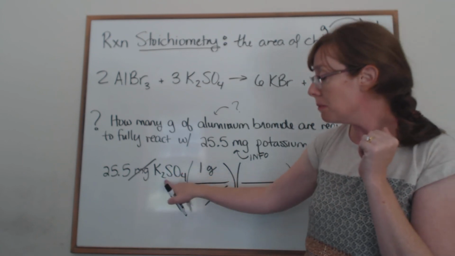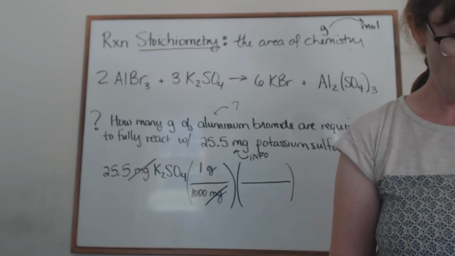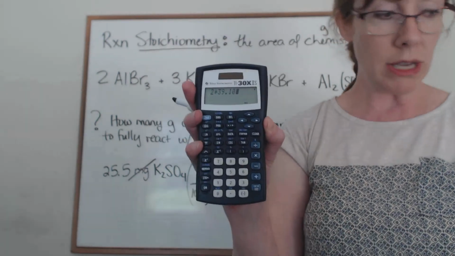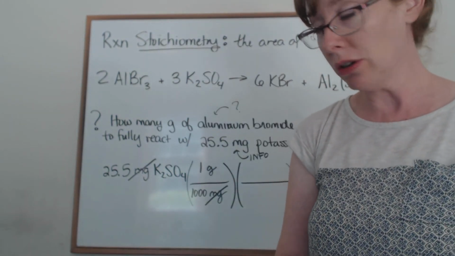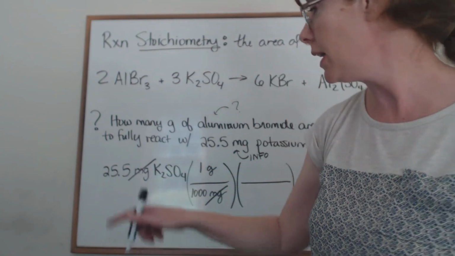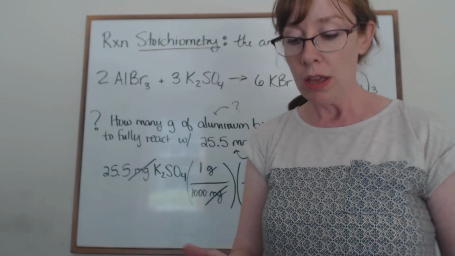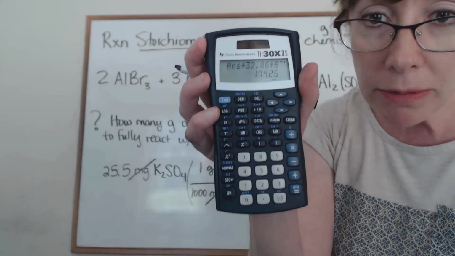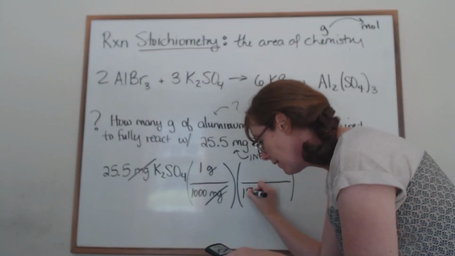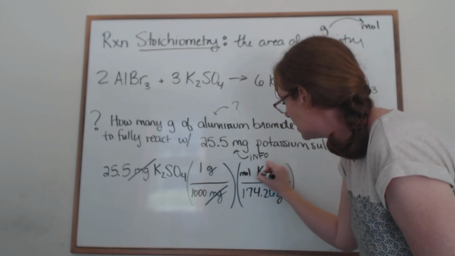So we need the molar mass of K2SO4. Periodic table time. We're going to need 2 potassiums, and I would try to hit this all in your calculator. Just 2 times 39.10, press enter, plus a sulfur, 32.06, plus 4 oxygens. Now, oxygen is 16, so you can do it in your head if you want, but 64. So the molar mass is 174.26 grams per mole. So I write it like this: 174.26 grams per mole of K2SO4.